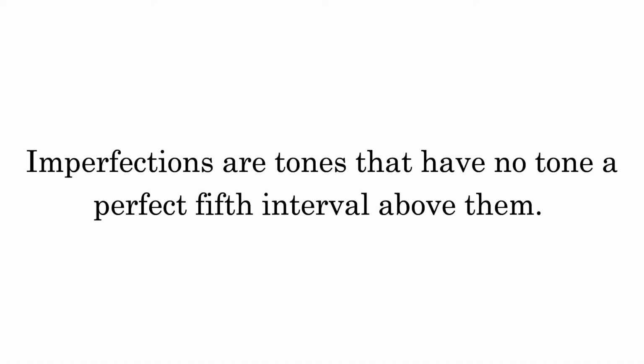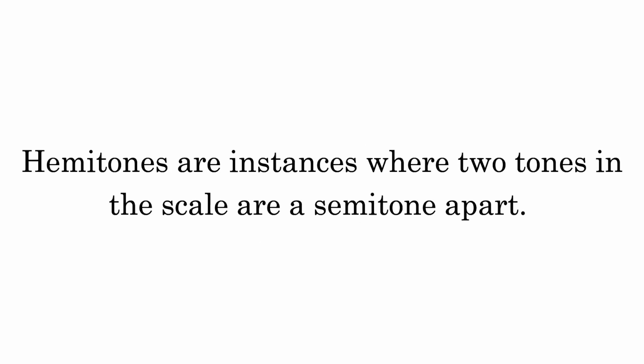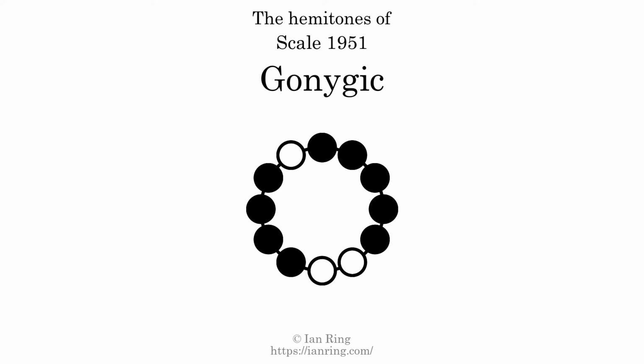Imperfections are tones that have no tone a perfect fifth interval above them. This scale has 2 imperfections. They are at positions here and here. Hemitones are instances where two tones in the scale are a semitone apart. This scale has 7 hemitones. They are at positions here, here, here, here, here, here, and here.